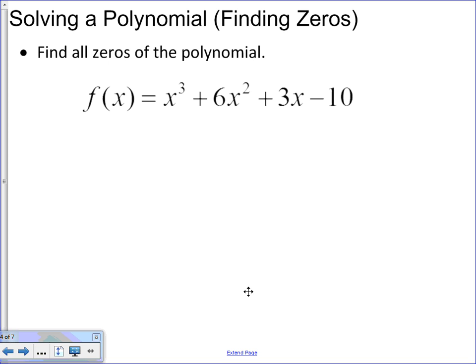I have several directions here. Okay? I'm telling you to solve a polynomial, which is the same thing as finding the zeros. And I could also say, like, if I wanted only real solutions, I could say find the x-intercepts. Okay? But all of those things sort of mean the same thing.